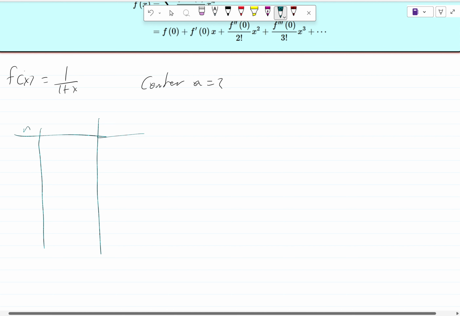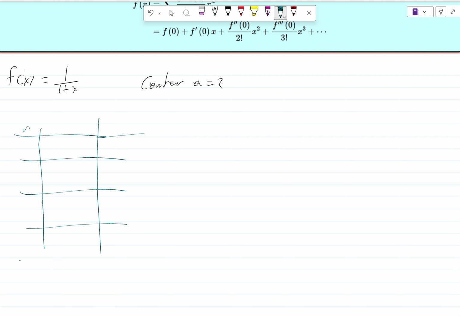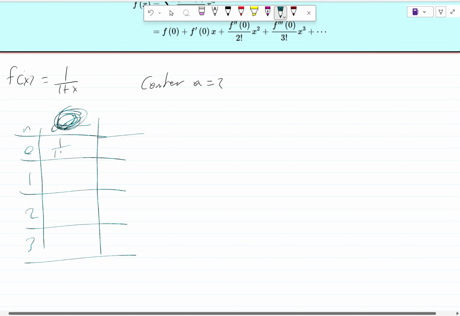Here's the n: 1, 2, 3, 4. Let's do 4. First one's going to be 0, 1, 2, 3. And then here it's going to be the derivative. Since the first one is the zeroth derivative, it's the same function. But instead of putting that, let's simplify it. It becomes 1 plus x to the power negative 1.